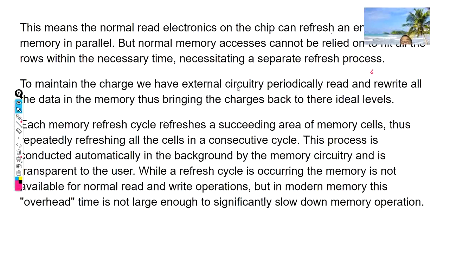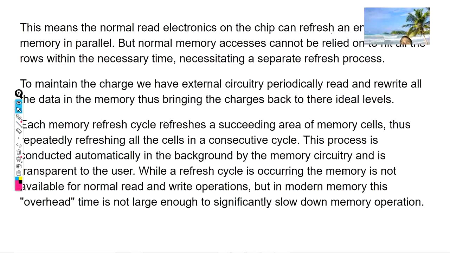To maintain the charge, we have an external circuitry periodically read and write all the data in the memory, thus bringing the charges back to their level. So basically, we go through a round robin and read and write every single piece of data periodically so that it doesn't get lost. Each memory refresh cycle refreshes the succeeding area of memory cells, thus repeatedly refreshing all the cells in consecutive cycles. The process is conducted automatically in the background by the memory circuitry and is transparent to the user. You don't notice it, but it's going on all the time.